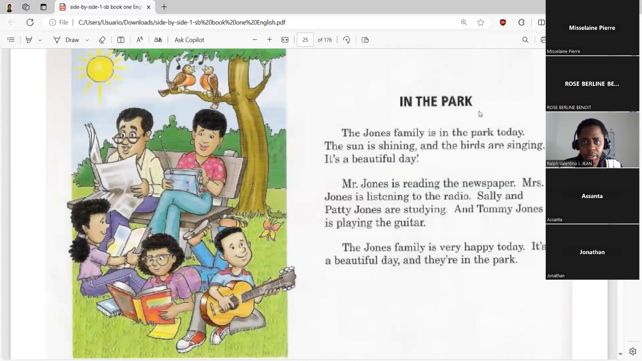I want you to pay attention to the pronunciation, and everything. That's how you're going to sound. Let's go. In the park. In the park.